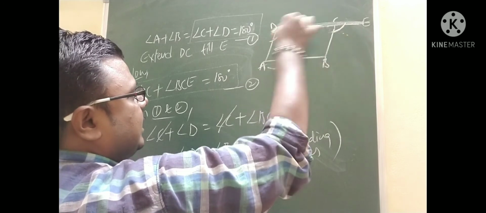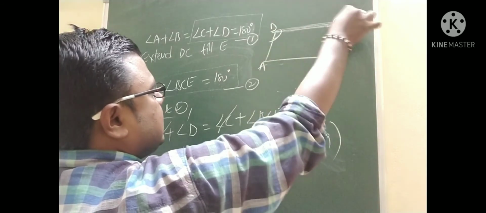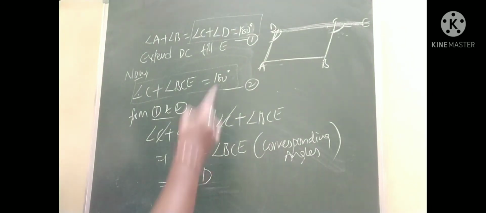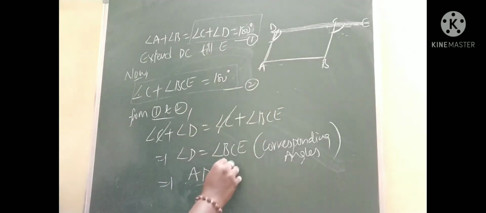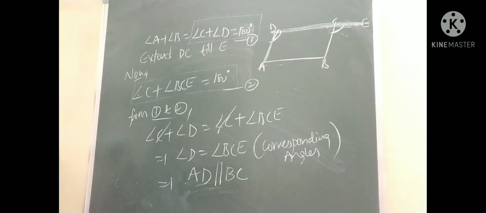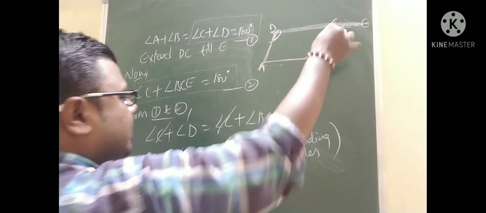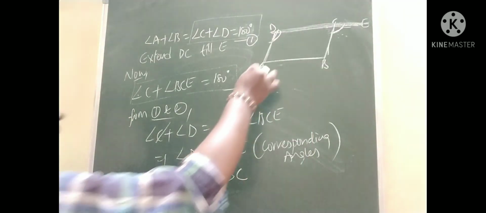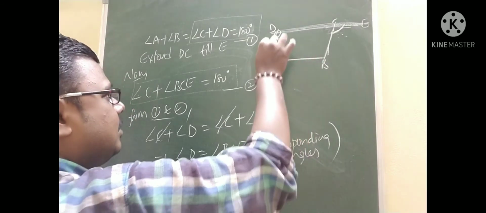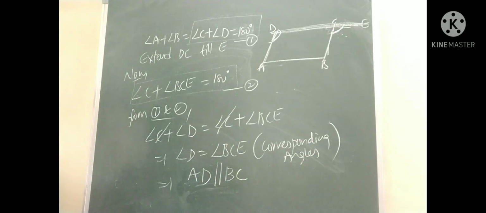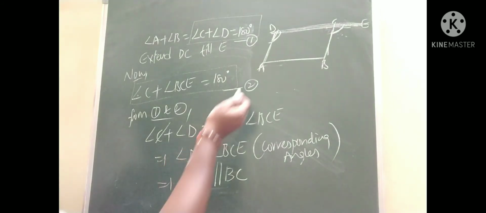So when these corresponding angles are equal, this can be considered as a transversal between these two lines, and those two lines, AD and BC, will be parallel. Clear? So I have proved here AD parallel to BC. Similarly, we can prove that AB will be parallel to CD. For that I need to extend either this side or this side.